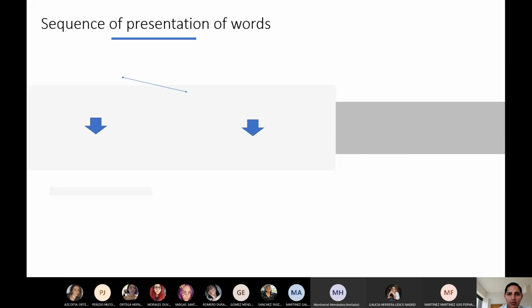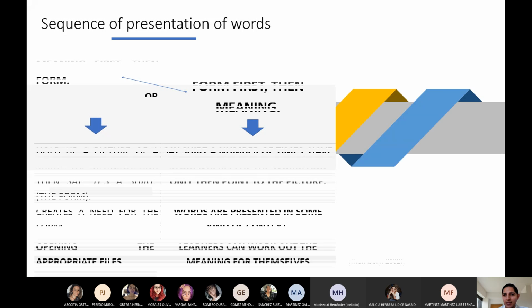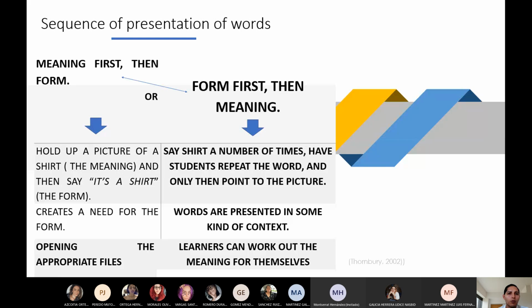Now, the sequence of presentation of words. This is the sequence that we should follow. We have two different options. On the one hand, you have explain meaning first and then explain form. What happens if you follow this sequence? Well, this is an example.